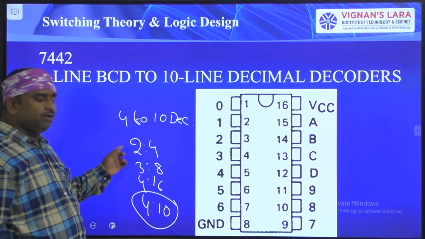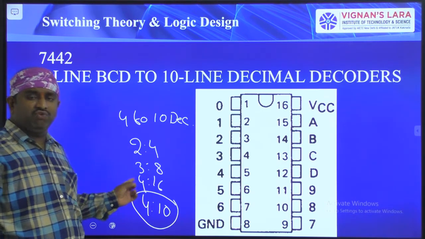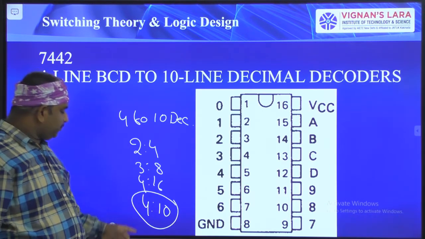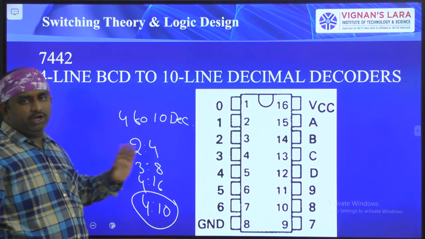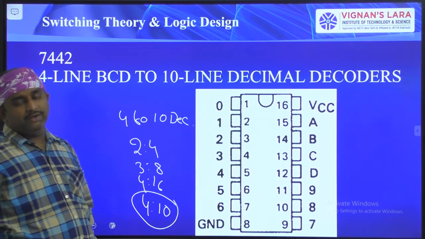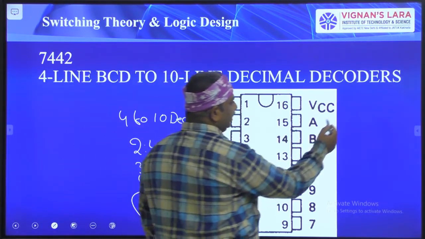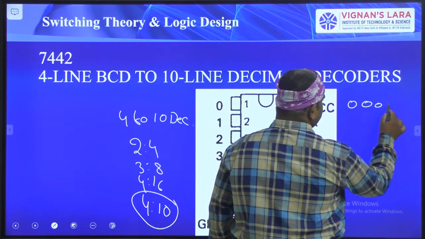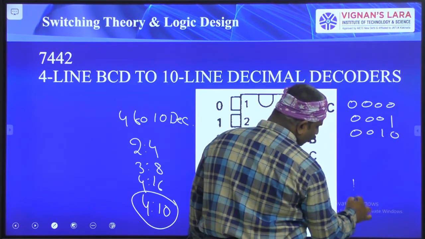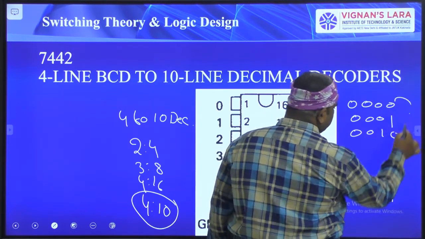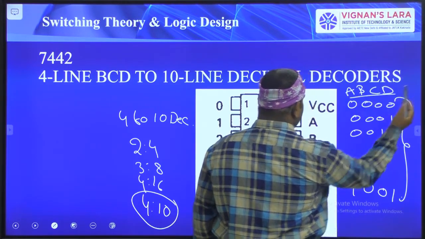We know that the 2 to 4 decoder means 2 inputs and 4 outputs. Here a 4 to 16 decoder is 4 inputs and 16 outputs. Now coming to here, this is 4 inputs, and 10 outputs are available in this particular logic function. These 4 inputs are BCD inputs, that is, the inputs are 0000, 0001, 0010 up to 1001. So these are the total 10 combinations, and I am giving these inputs as ABCD.